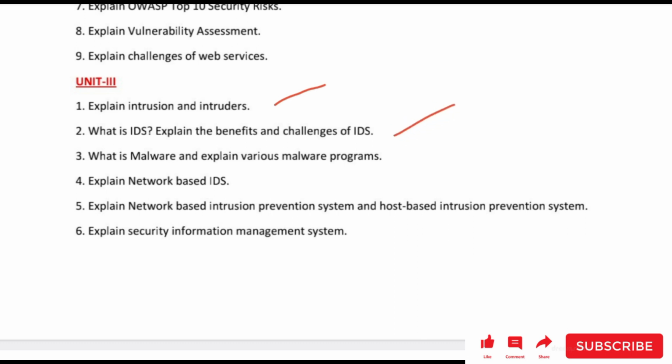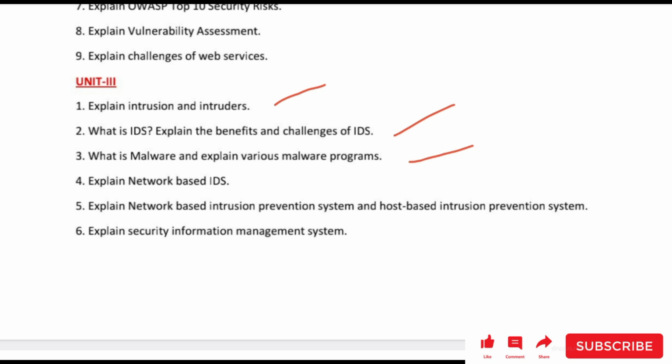And the next question is what is malware, and explain various malware programs. Malware, you might have heard a lot of times, is simple programs that come along with downloaded files that will corrupt our files. That is nothing but malware. How you will protect against them, and what the malware programs are, that you need to explain in this.